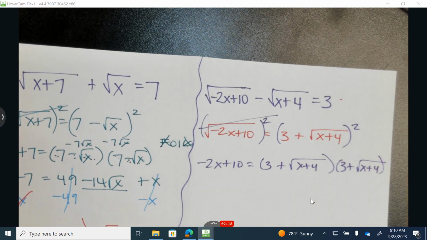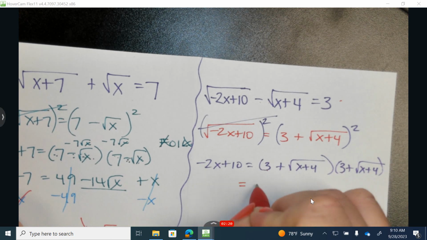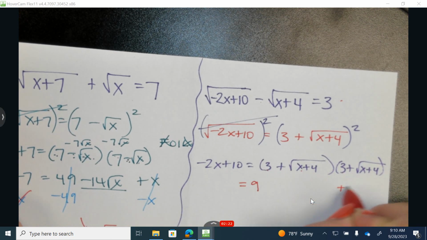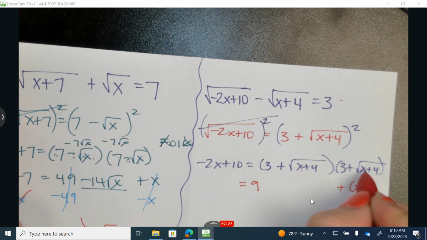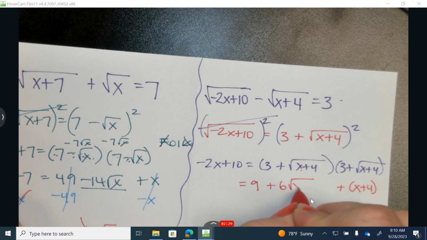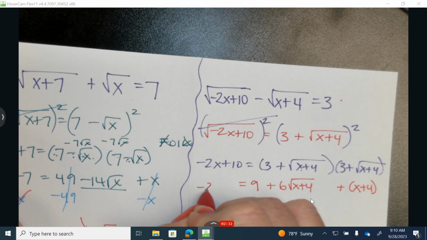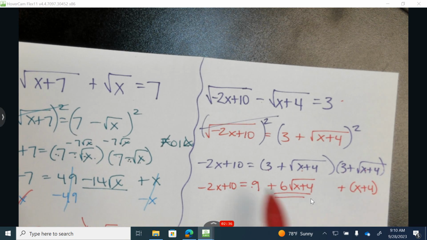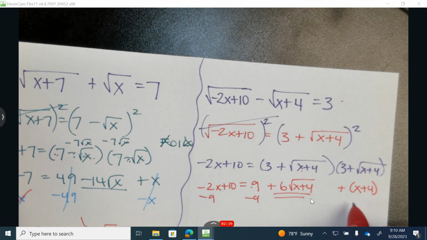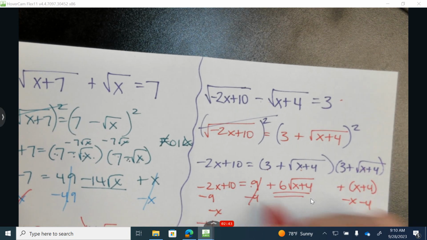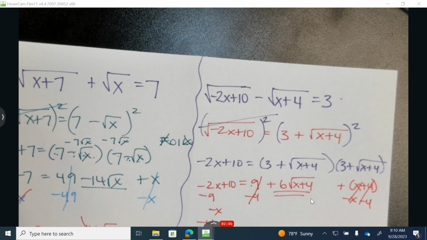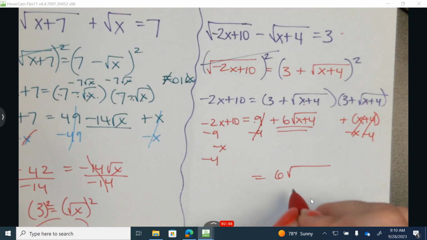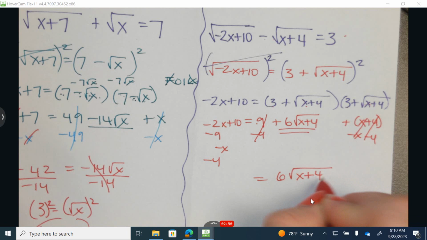Let's FOIL on the right-hand side. Multiplying the fronts, I end up with 9. Multiplying the backs, I end up with positive x plus 4. I have 3 groups, and 3 groups would combine to give you 6 groups of the square root of x plus 4. And I want to isolate this quantity. So I'm going to move 9 to the opposite side. I'm going to move x to the opposite side. And 4 to the opposite side. 9's cancel, x's cancel, 4's cancel, and on the right-hand side, I have 6 times the square root of x plus 4.